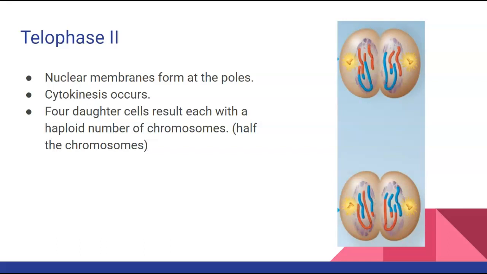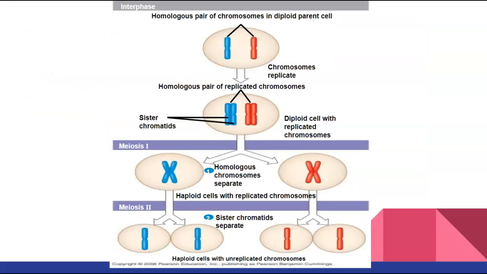So it's interesting. This is just kind of going over it again. In interphase, you have your homologous pairs of chromosomes. They replicate. Now you have your homologous pair of replicated chromosomes, which then go through meiosis 1, where homologous chromosomes separate, and then meiosis 2, where sister chromatids separate. This is a very abbreviated explanation of what I just went through, but it's a good overview.